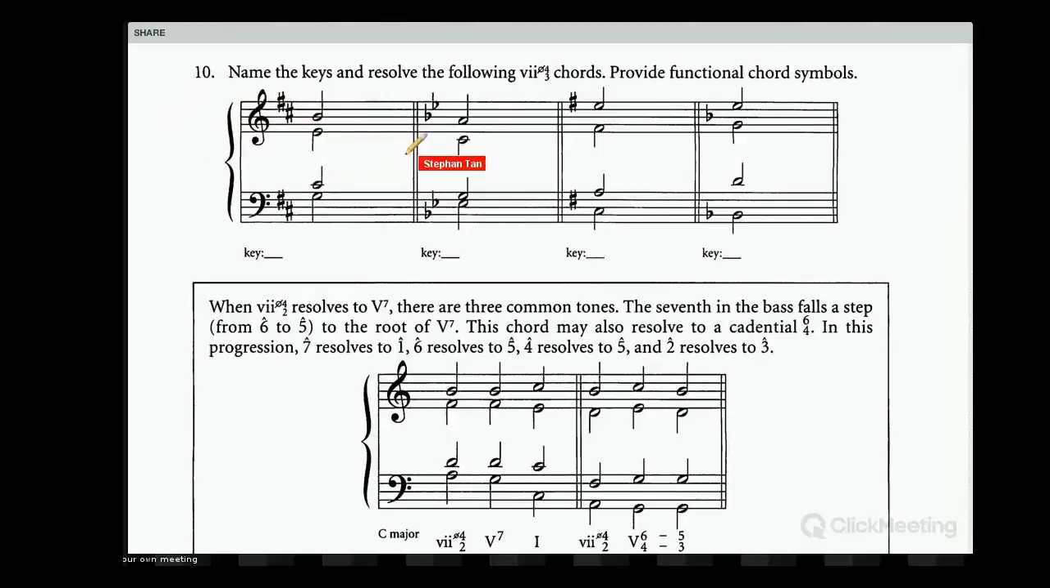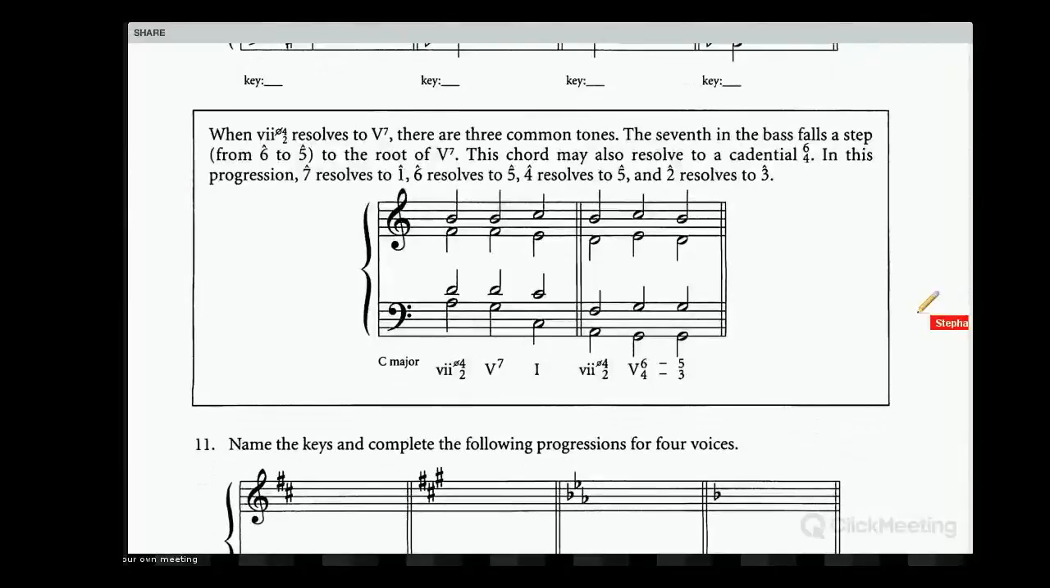So again, here, simply follow the numbers. When a half diminished seventh chord resolves to 5/7, there are 3 common tones. Keep them in the same voices, of course. Otherwise, if you move to a cadential 6/4, just move the notes to the nearest available chord tones. And that's all you would do.